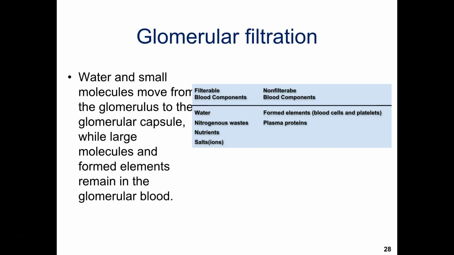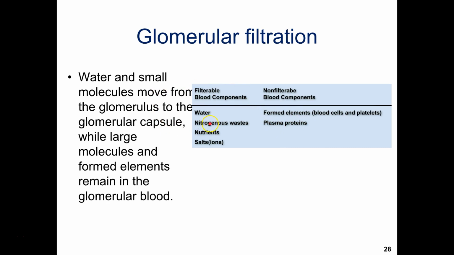So glomerular filtration, water and small molecules are going to continue on, while large molecules like formed elements are going to remain in the blood. So some stuff is going to come out of the blood, and some stuff is going to stay in the blood. The stuff that stays in is the formed elements. Remember, red blood cells, white blood cells, and platelets, and plasma proteins. So some of the proteins that are just floating around in your plasma are going to stay as well.